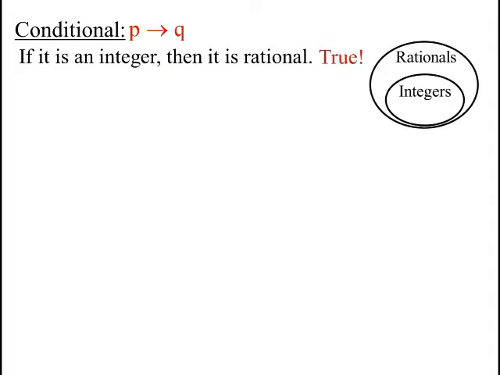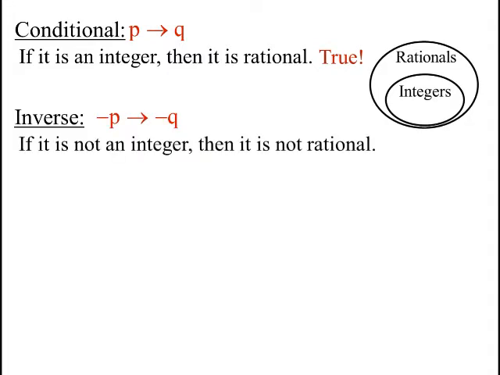Okay. Now, the inverse is when you negate both of them. So you're saying if it is not an integer, then it is not rational. Now, is that true? If it is not an integer, it is not rational. Well, how about 3/4? 3/4 is not an integer, but it is rational. It is a fraction. So this is a false statement. So there's no necessary relationship between an inverse and its conditional. The conditional might be true and the inverse false, or the inverse could be true. You just don't know.